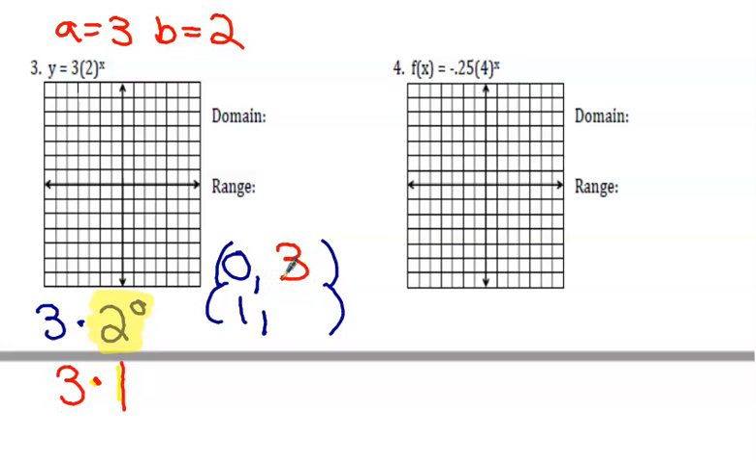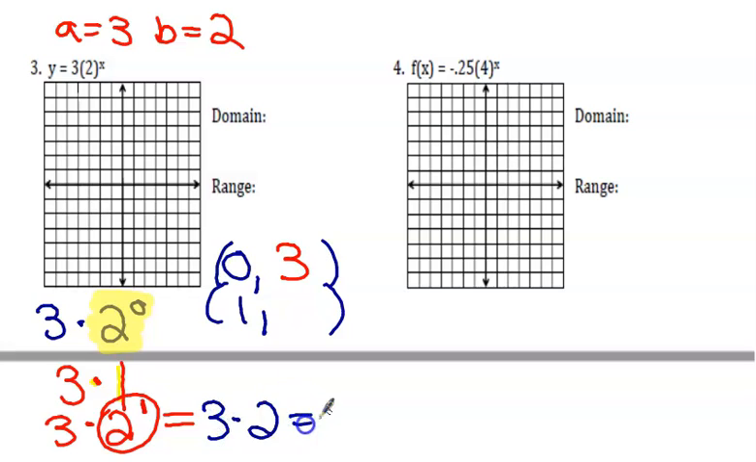All right, so what happened, it shifted up to the 3, okay? So my A affected where I started my graph, okay? Now let's try it again. I'm going to do 3 times 2 to the first power. Again, only the 2 has the exponent, so be very careful when you put this in the calculator. So 2 to the first is 2, and 3 times 2 is 6. So when I plug in 1, my answer is 6.